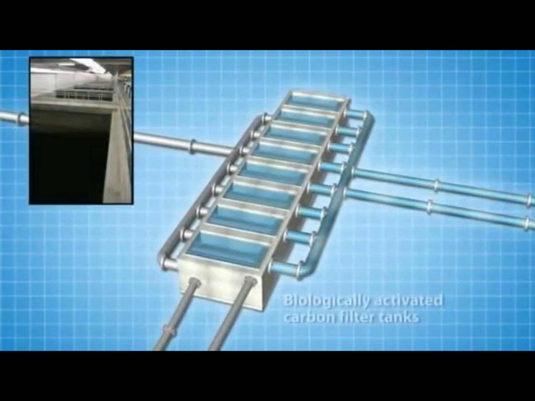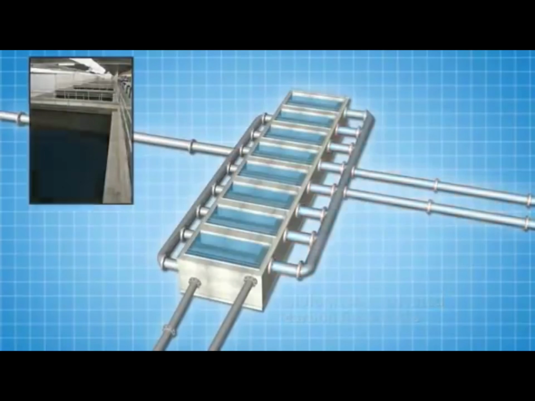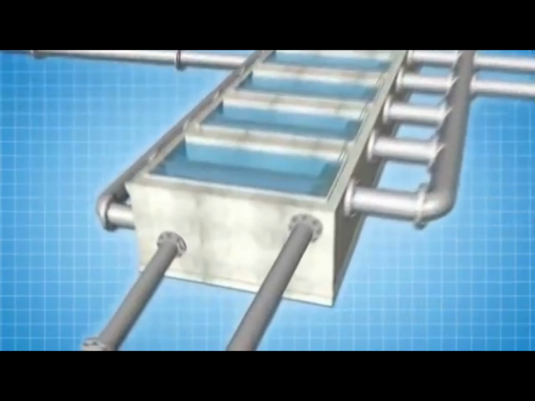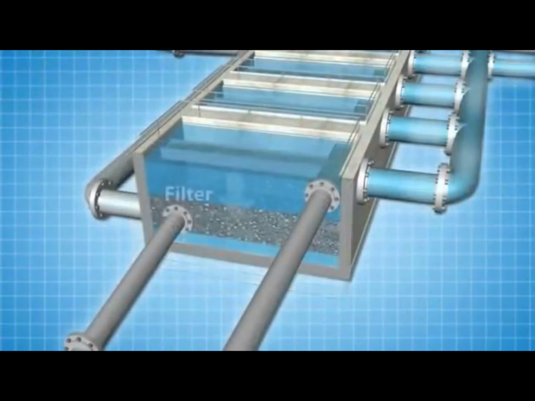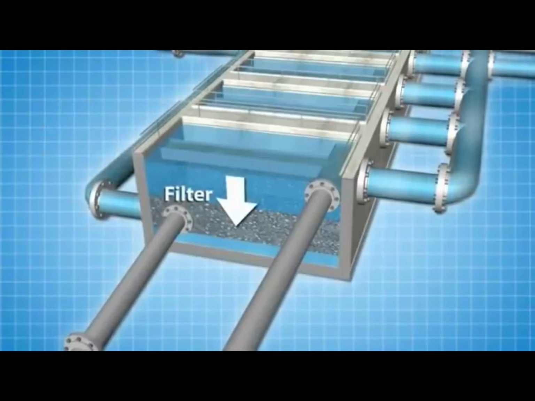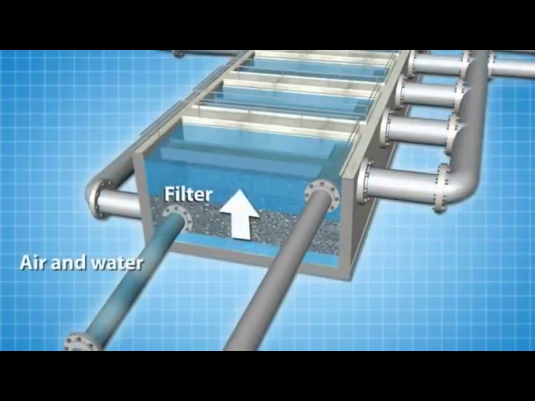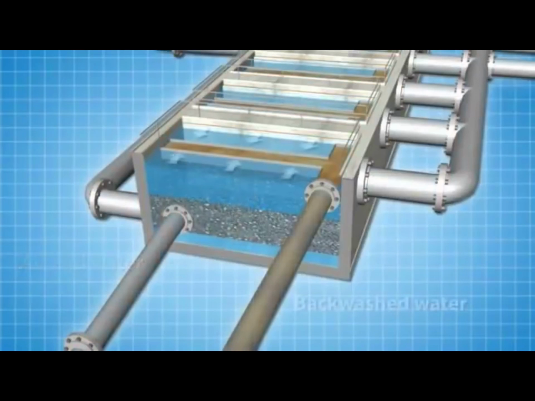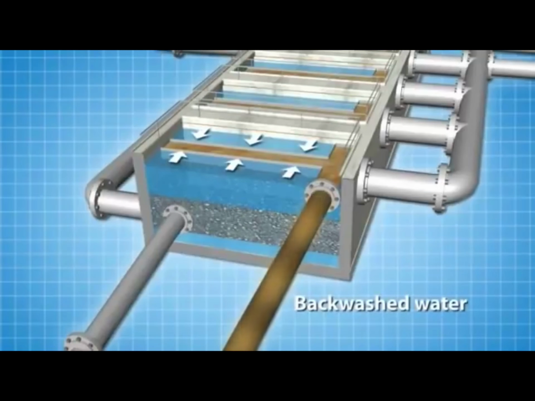The water now flows into filter tanks containing biologically activated carbon. The filters remove any remaining small particles in the water, including parasites. Good bacteria growing on the filters remove some of the remaining dissolved organic material. This reduces the level of disinfection byproducts in the water. We clean the filters regularly by pumping air and water backwards through them. The backwashed water is pumped to an area for additional processing.